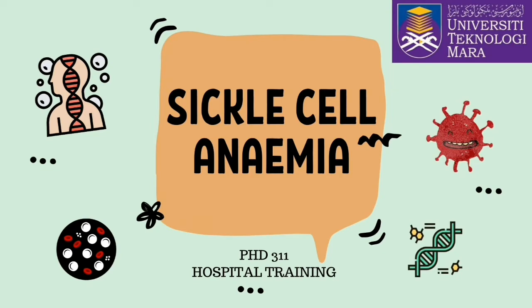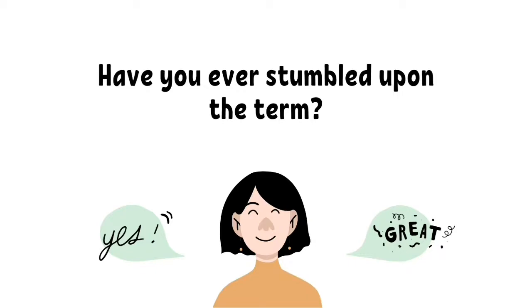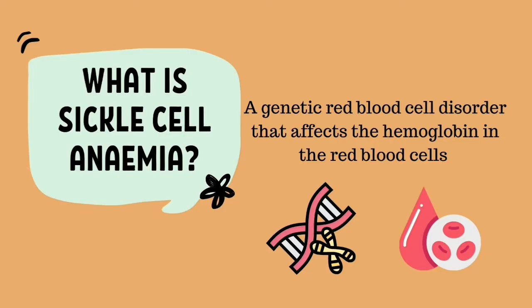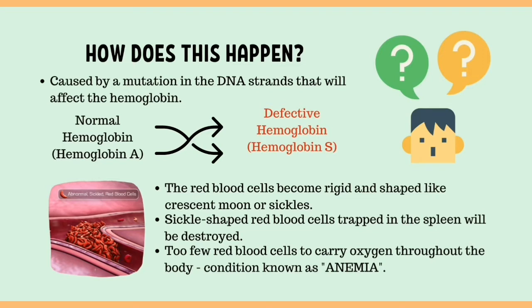In this video, we are going to talk about a genetic disorder which is called sickle cell anemia. Have you ever stumbled upon the term? For your information, sickle cell anemia is a genetic red blood cell disorder that affects the hemoglobin in the red blood cells. So how does this happen?